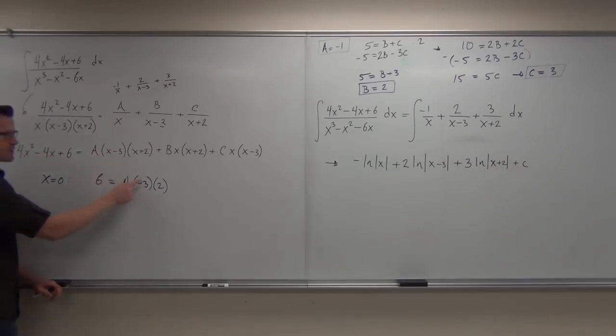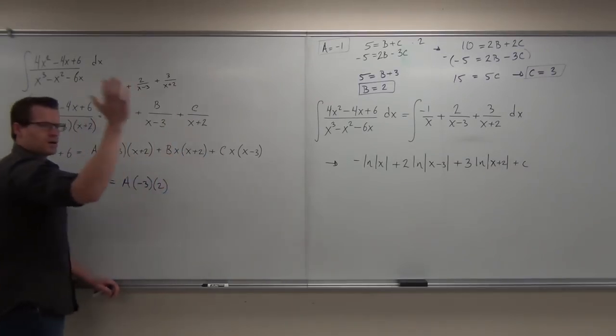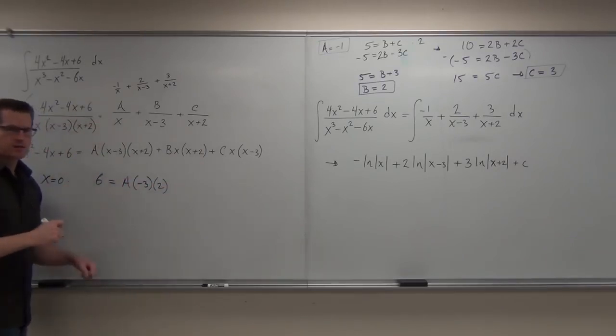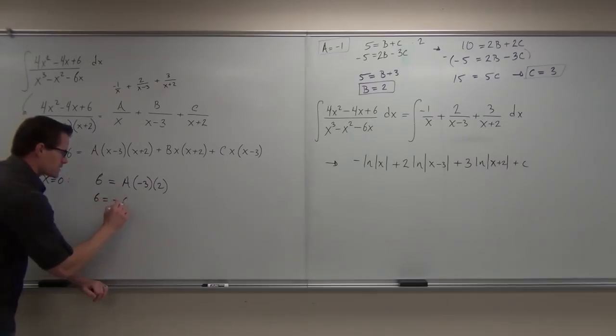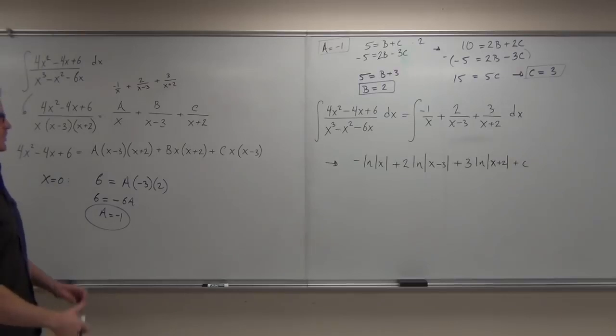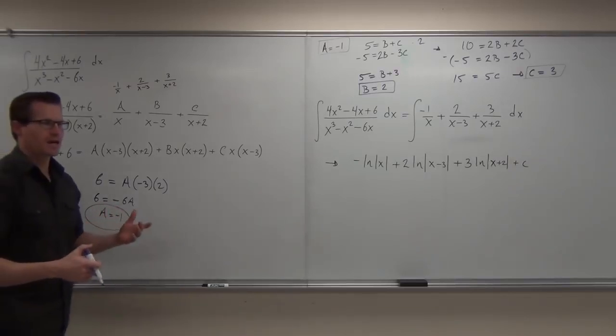A, no problem. -3, no problem. 2, no problem. 0, 0, gone. Can you solve that? Yeah. So quick. So 6 equals -6a, a equals -1. Hey, is that what we got? Yep. Brilliant. Now, we got a couple more to do.